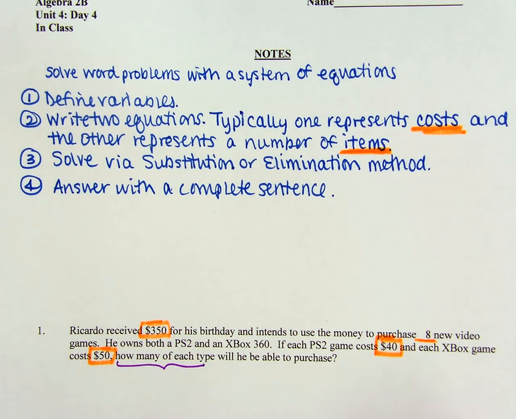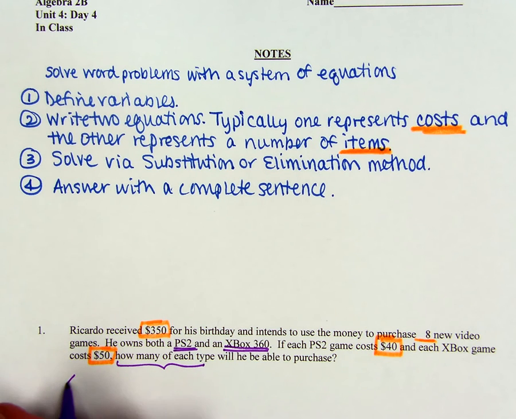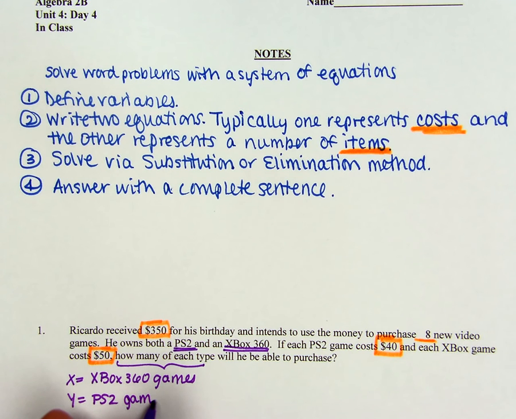Well, there's two types of video games. We've got PS2 video games and Xbox video games. So maybe let's go with X for Xbox and Y for PS2 games. You don't have to use X's and Y's. You can use whatever letters you want, but for this problem, this should work.